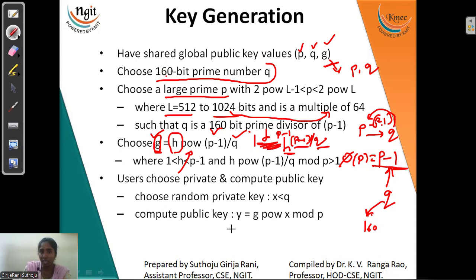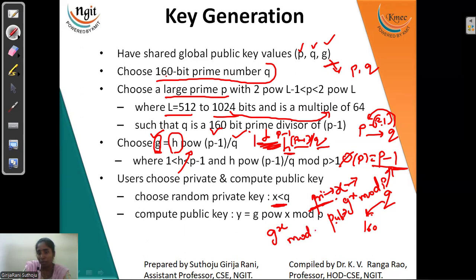Once we get the G value, we have to choose one private key as X, and the public key as G to the power X mod P. So this is the public key generated, and this is the private key chosen. The private key is chosen as X, which may be anything less than Q. Now, with G, which we calculated from H, P, and Q, raised to the power of X, the private key, mod the prime number, we get the public key.